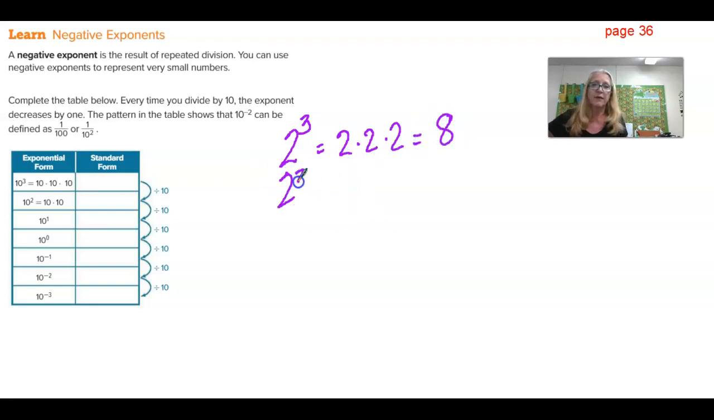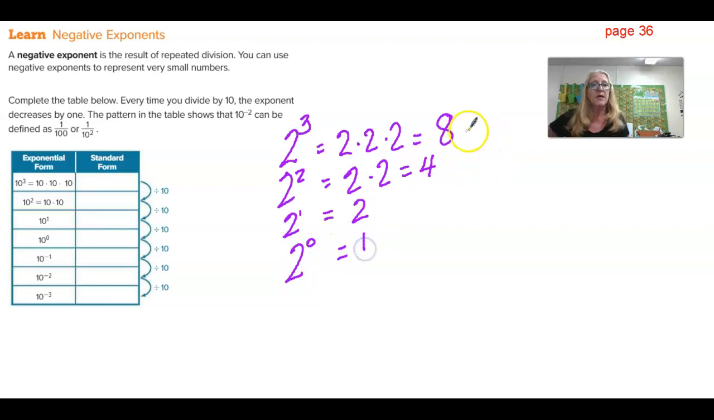2 to the second power is equal to 2 times 2, which is 4. 2 to the first power is equal to 2. 2 to the 0 power we know is equal to 1. So notice what we've done each time. We have divided by 2, divided by 2, and divided by 2. But what happens if we go one more step?